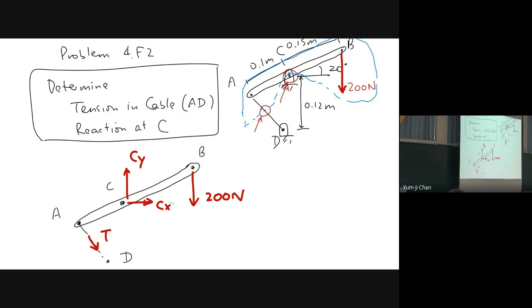And last we have 20 degrees, and we have this 0.15 meter and 0.1 meter, and then we have 0.12 here. Now this is our free body. This is one way of doing it correctly. I would say the basic way.